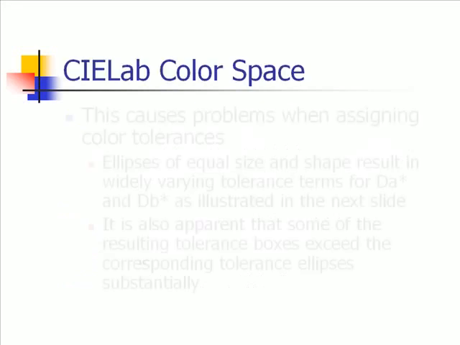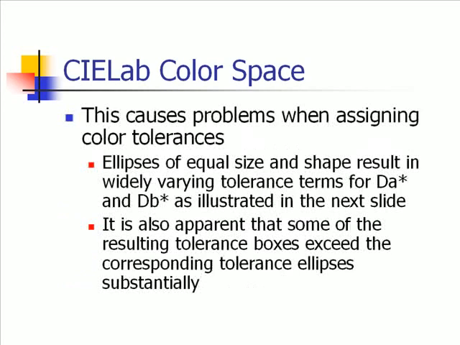This causes problems when assigning color tolerances. Ellipses of equal size and shape result in widely, obviously varying tolerance terms for delta A and delta B, as illustrated in the next slide. It is also apparent that some of the resulting tolerance boxes exceed the corresponding tolerance ellipses substantially.